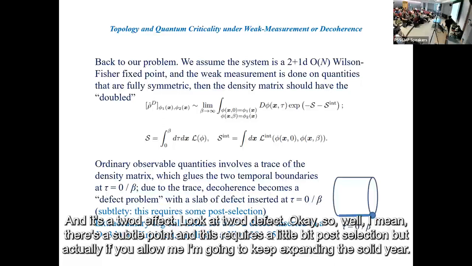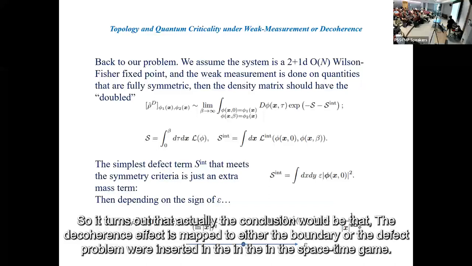There's a subtle point: this requires a little bit of post-selection, but if you allow me, I'm going to skip explaining this subtlety here. The conclusion is that the decoherence effect is mapped to either the boundary or the defect problem when inserted in the space-time picture.